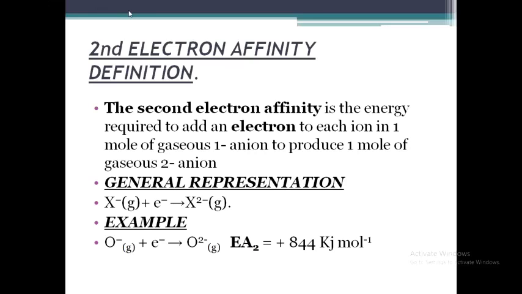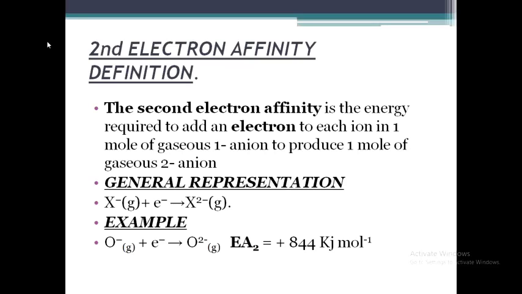Here is the general representation of the second electron affinity. Here you can see that X negative gaseous anion is added with an electron to form X2 negative gaseous anion. So, students, this is the general representation of the second electron affinity. For the examination purpose, it is the definition of the second electron affinity that is asked within the paper. So, do remember to learn it by heart.